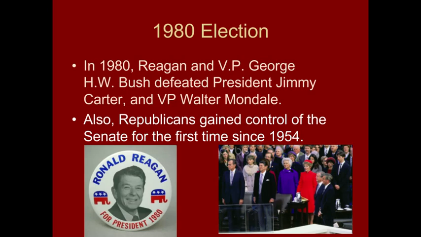Also, Reagan and the Republicans gained control of the Senate for the first time since 1954. You can see a campaign button on the left-hand side. On the bottom right, you can see Reagan in the dark suit. To Reagan's right is George Herbert Walker Bush, who's his VP. The 2 ladies are Barbara Bush, the wife of George Herbert Walker Bush, in blue, and Nancy Reagan in red. And then it's Jimmy Carter and Walter Mondale standing to the far right. And basically they're going out of office, and Reagan and Bush are coming in.